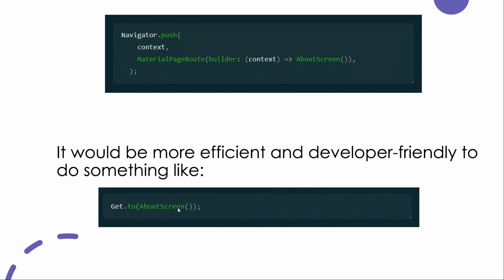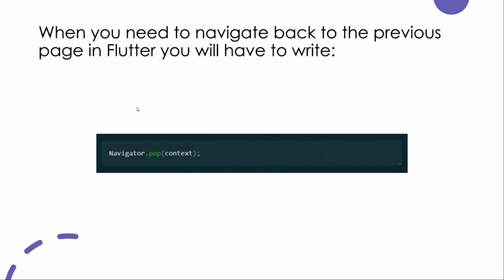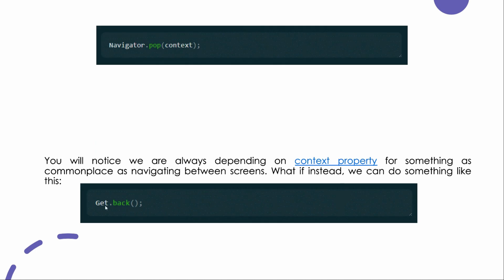Also, for example, when you need to navigate back to the previous page, in Flutter, you will have to write Navigator.pop(context). So if you have noticed, in common Flutter code, we always depend on context. But in Flutter GetX, we do not depend on context.